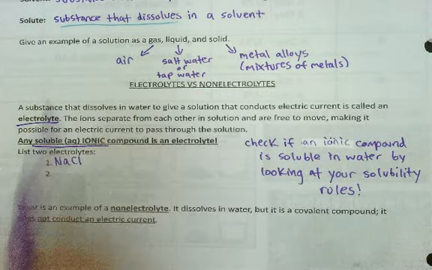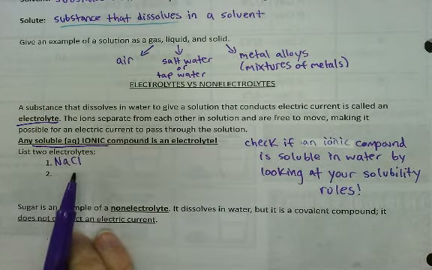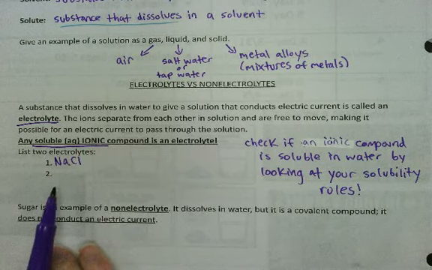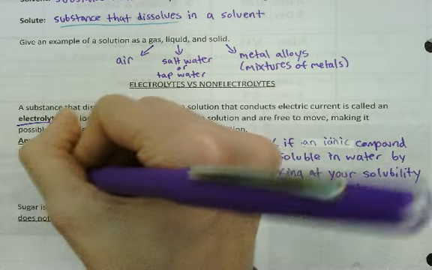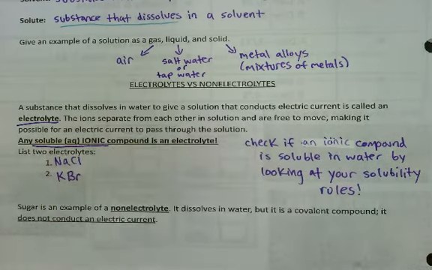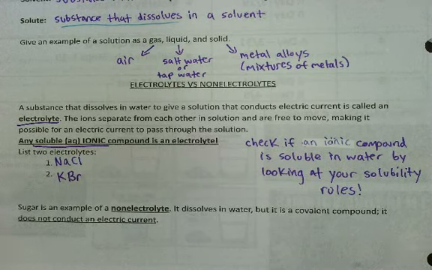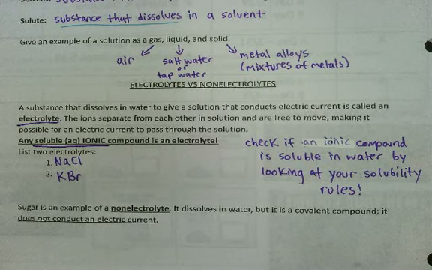The first is one we already talked about, sodium chloride, our common salt. Another example would be something like potassium bromide. Potassium bromide is also soluble in water. It is an ionic compound. It is made up of ions. So there are two examples of electrolytes.